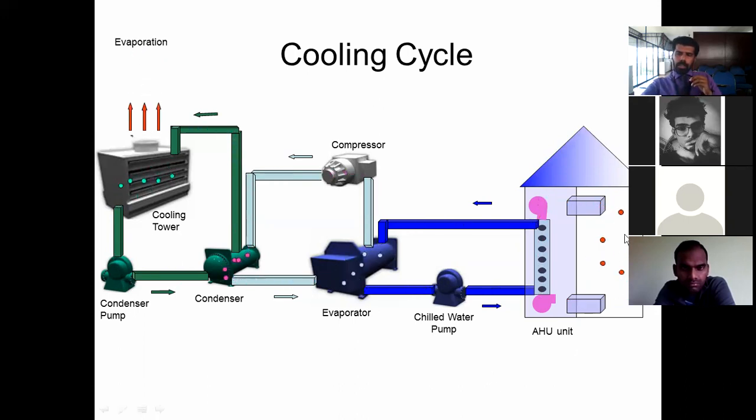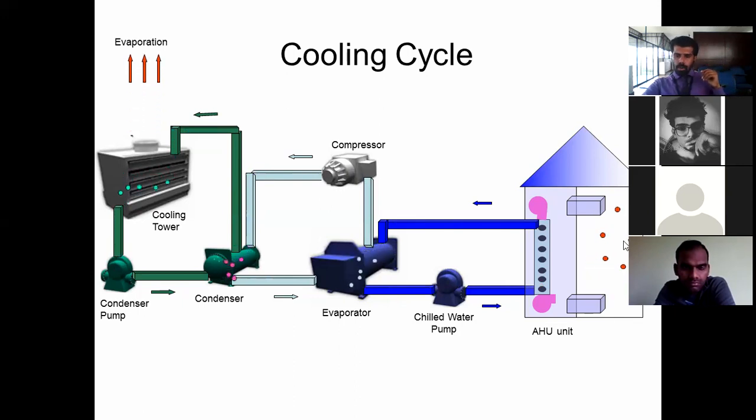The air is just circulating like this. The air from the room is coming into the AHU and cold air is going back to the room. Through this, chilled water is circulating by the help of a chilled water pump. You could see this evaporator, right? Through this evaporator, all these are heat exchangers. A heat exchanger is nothing but heat just exchanging.